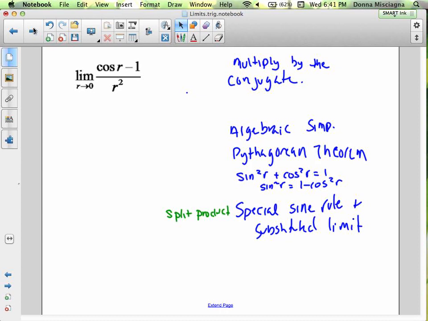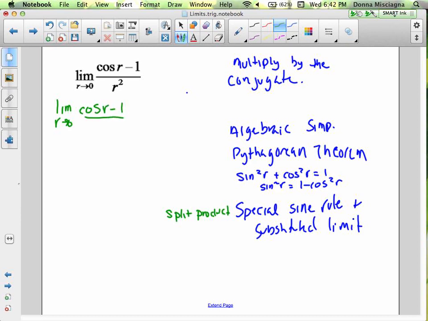All right, so now let's take a look at this one. We see a cosine, and we see a binomial in the numerator. So be thinking, multiply by the conjugate. You can do an algebraic simplification with the Pythagorean identity, and you want to split the product, because you can use our special sine rule. So we're going to take the limit as r goes to 0 of cosine r minus 1 over r squared. You should be thinking that as soon as you see this problem. Be thinking conjugate. I need the conjugate.